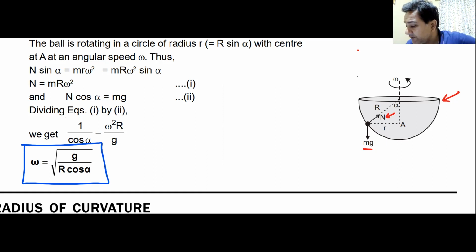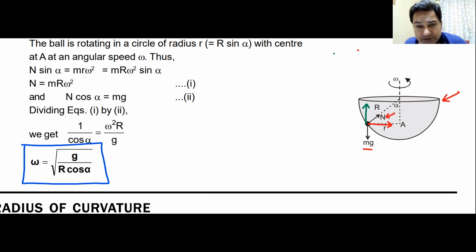We have to resolve it. How do we resolve this? We will resolve it into this component, the blue one, the red one, and the other component, the green one. Now, how much is this green component? How much is this red component?